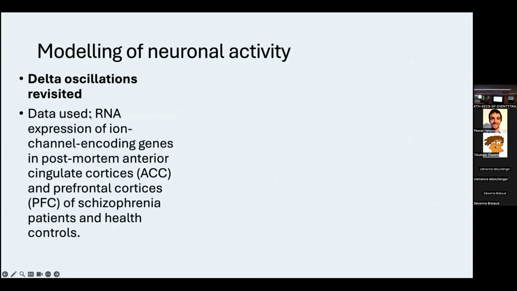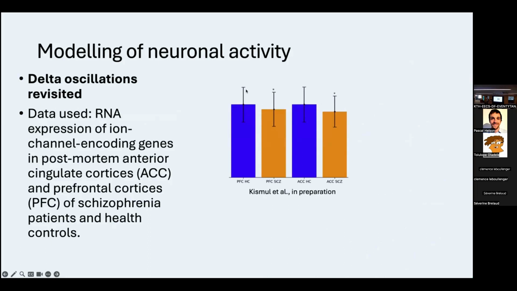Using this RNA expression data, we are now also doing this delta oscillation analysis again. Jan Fredrik has been working on this and has been able to show that the delta oscillation power actually seems to be reduced, both when using PFC and ACC data on ion channel expression of these schizophrenia-associated genes. That's kind of surprising for us because we believe that the increased delta oscillation power is a more robust phenomenon than the decrease.